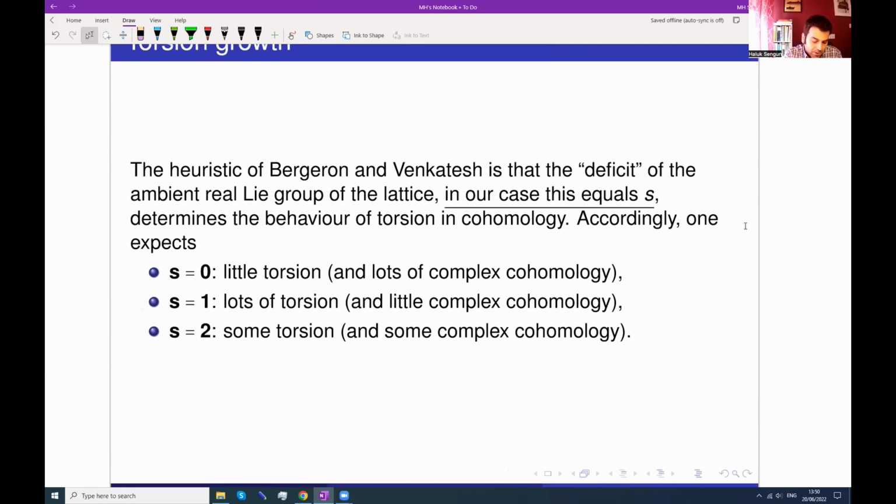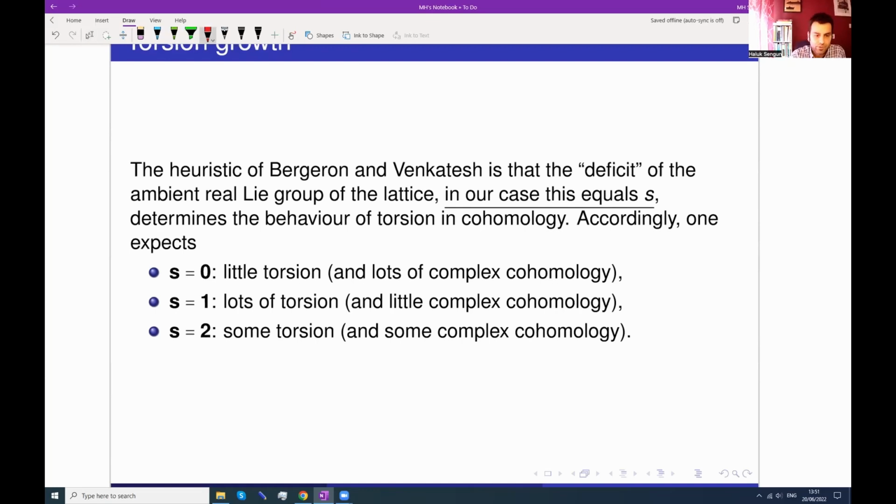Now, the conjecture I shared with you of Calegari and Venkatesh for Bianchi groups is actually a very general conjecture for general semi-simple groups. So it also works for our SL2 over a number field. The general idea is that your semi-simple real Lie group will have a so-called deficiency, an invariant sometimes also called fundamental rank. In our case, it happens to be the number of complex places. And that invariant should determine the behavior of torsion, or the general behavior of cohomologies, roughly speaking.